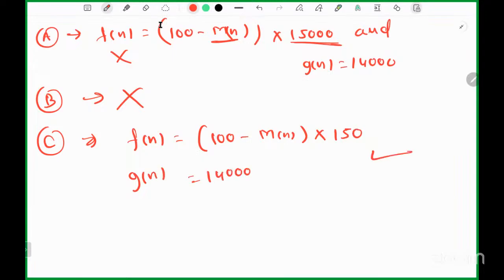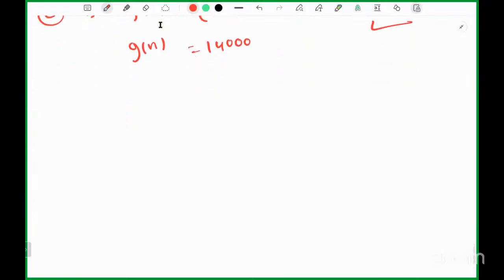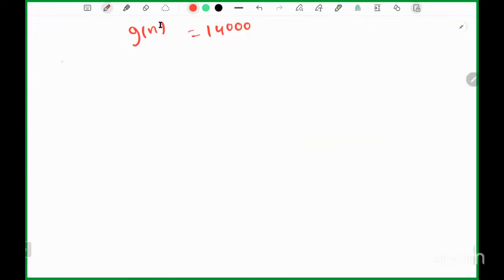So this is the correct option. Any doubt? No, ma'am. Okay, so this is the correct answer. Now the next thing is, there are actually two ways to compute T of n. If you apply the first offer first and then the second offer, or if you apply the second offer first and then the first offer. So there are two ways.